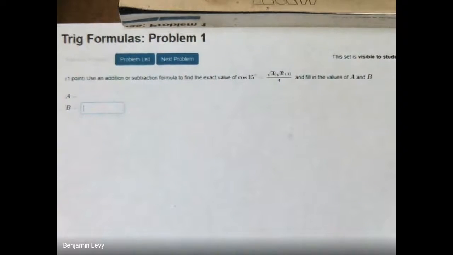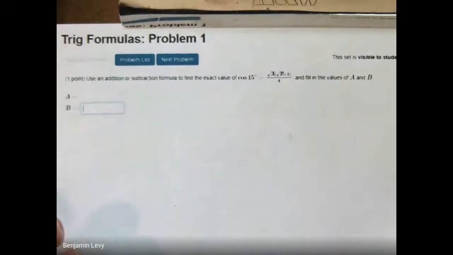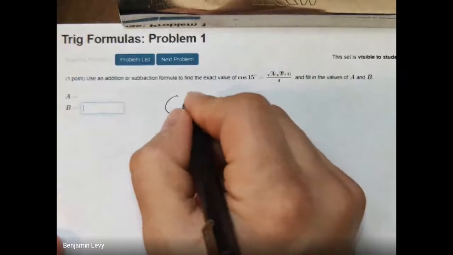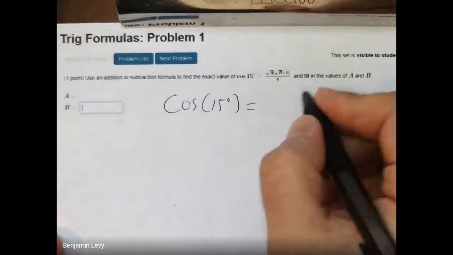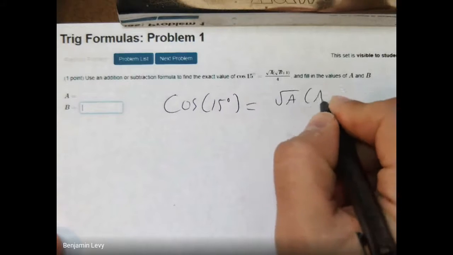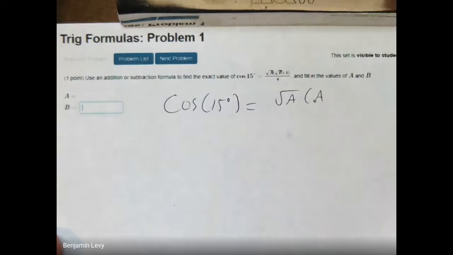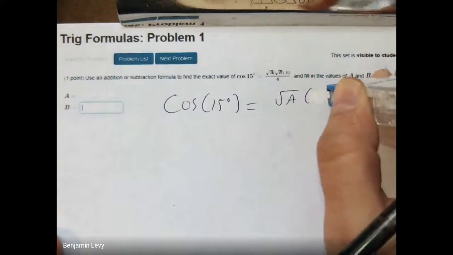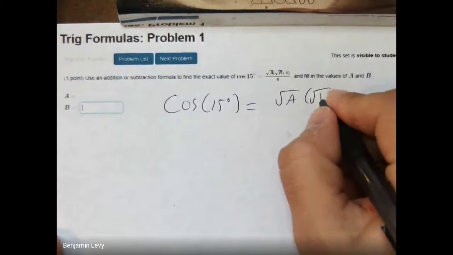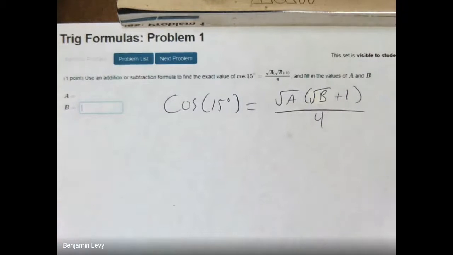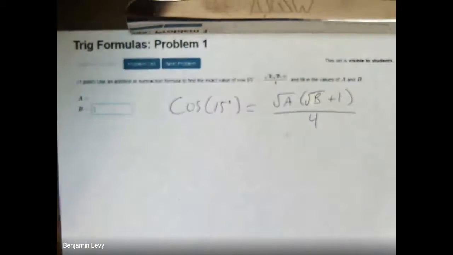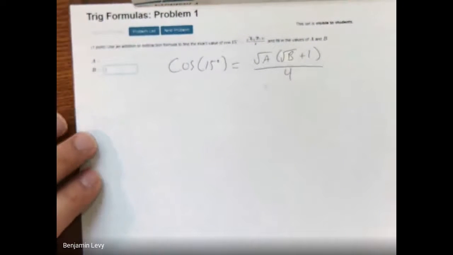And again, I know it's hard to read, so I'm going to rewrite the question here. This one says, figure out cosine of 15 degrees. It's telling us your answer will look something like this. And it's specifically telling us to use the subtraction formula.